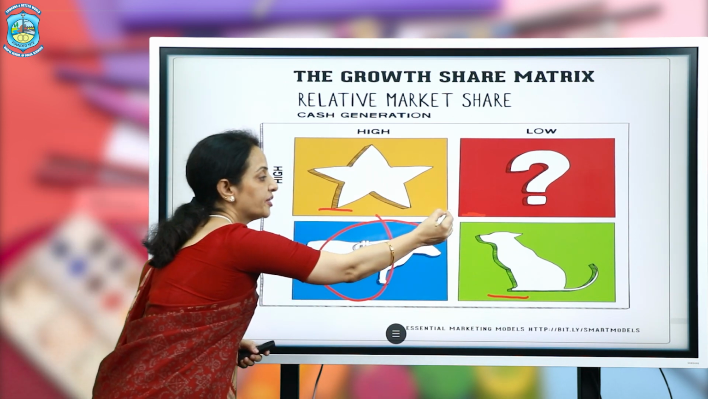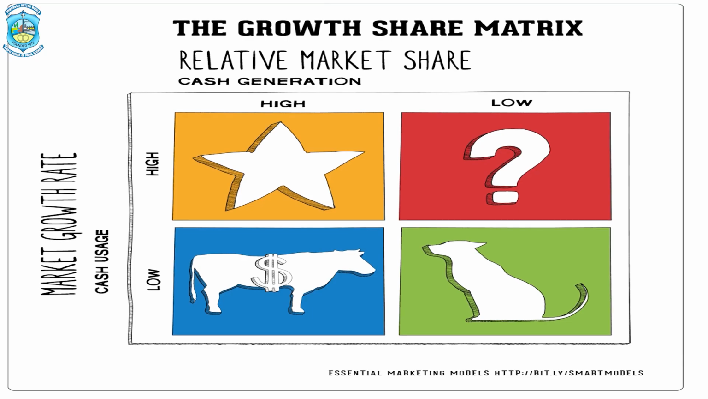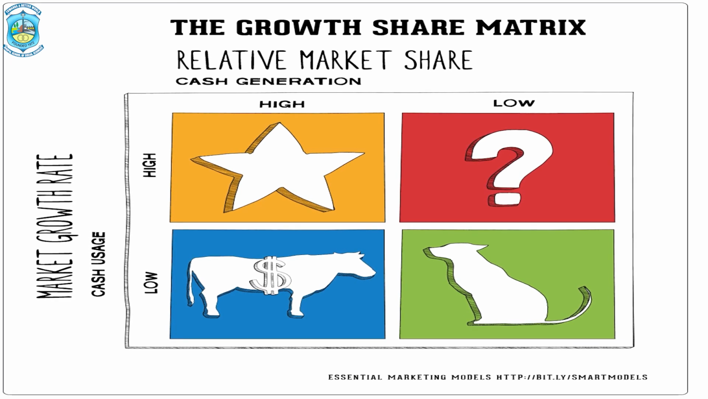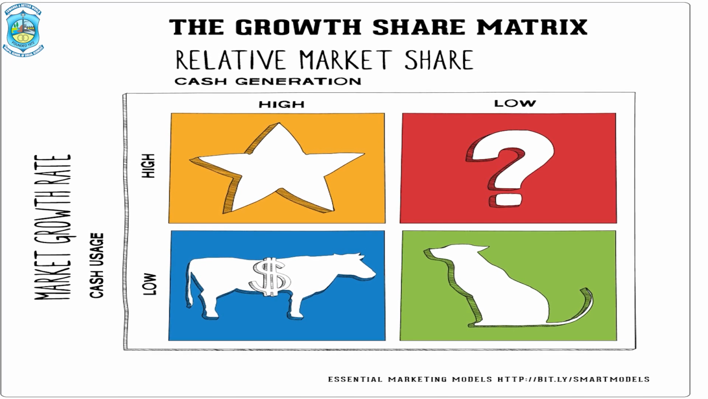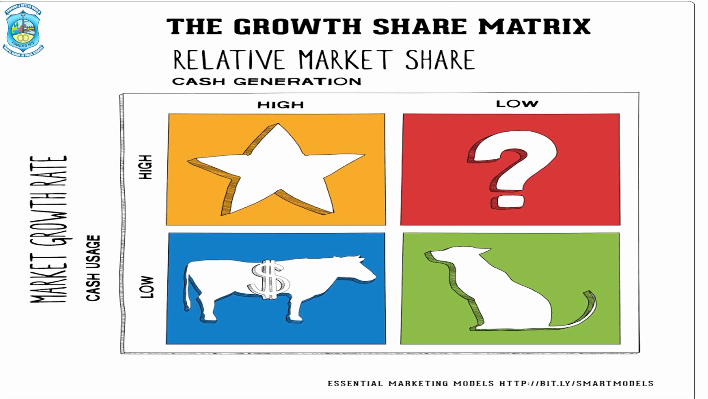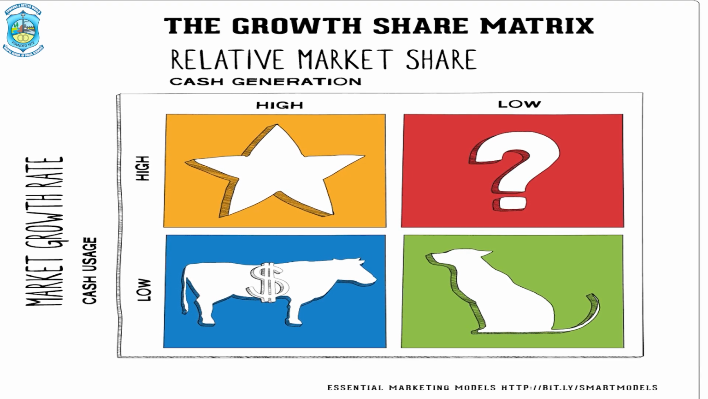The midpoint of the relative market share is set at 1. If all the SBUs are in the same industry, the average growth rate of the industry is used. While if all the SBUs are located in different industries, for example Samsung, then the midpoint is set at the growth rate of the economy.